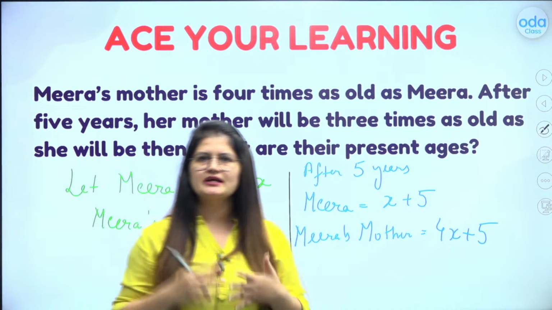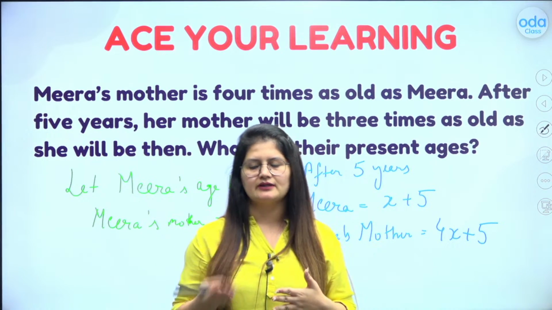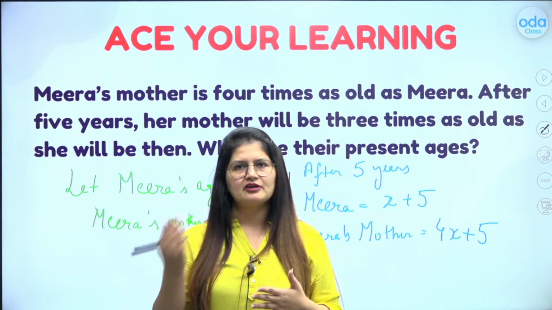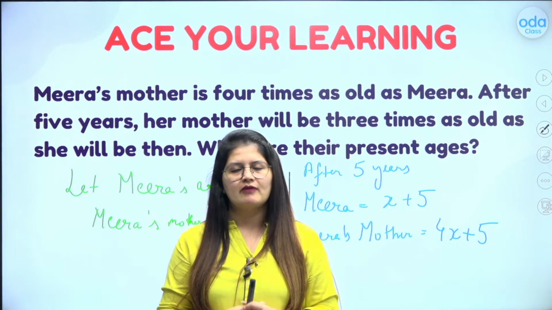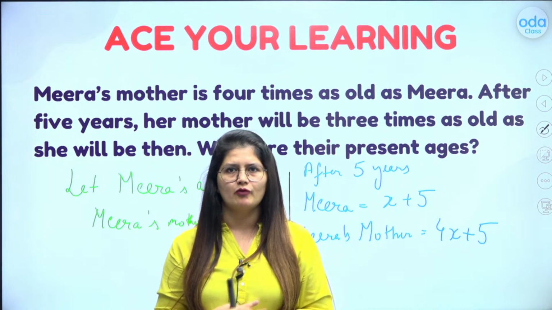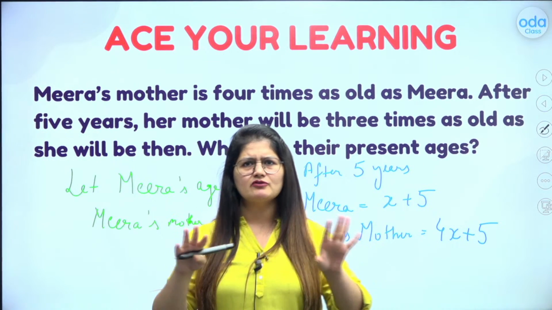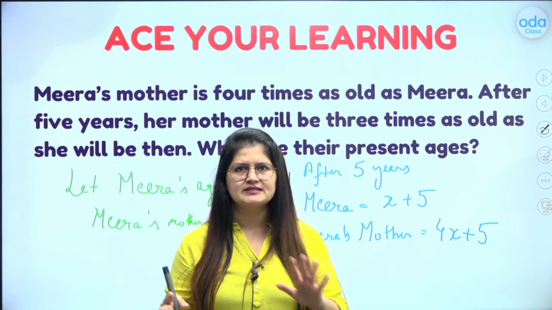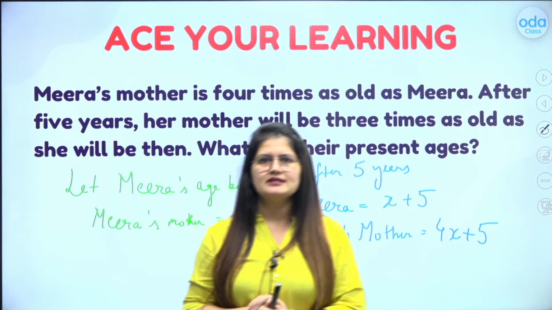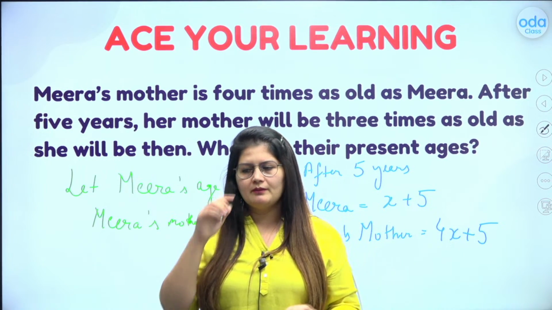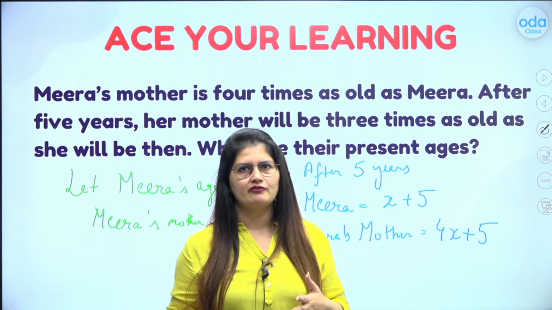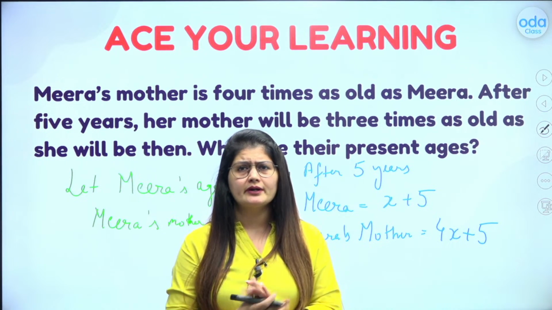Firstly, the present age of Meera is x and Meera's mother is 4x. After 5 years, the age of Meera is going to be x plus 5, while the age of Meera's mother is going to be 4x plus 5. So this is something we can understand from the very first statement. Now moving on, let's read the question further. Her mother will be 3 times as old as she will be then. So now what is happening?